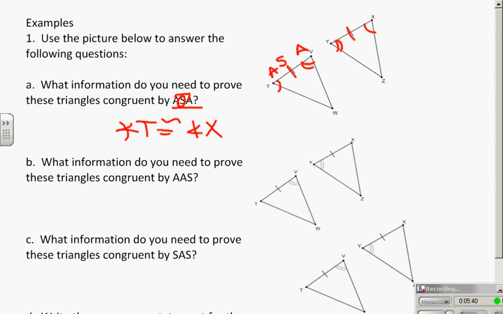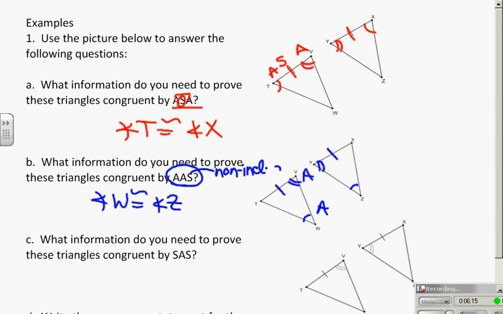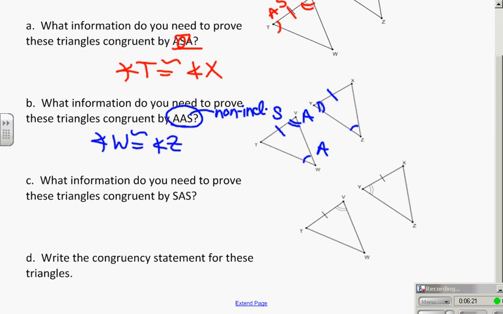In order to complete the angle, side, angle requirements. If I want to know what information I need for angle, angle, side, remember this is two angles and the non-included side. So there are a couple of options for this. Here I know my angle and my side again. So in this case I can do angle, angle, side. I need this angle and this angle. I need angle W to be congruent to angle Z in order to have angle, angle, side as my congruency theorem.